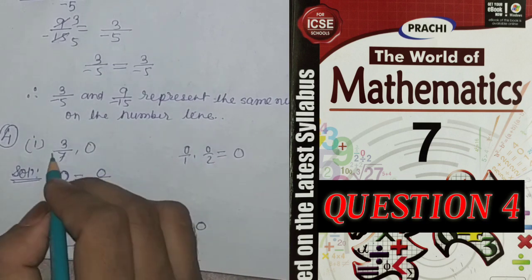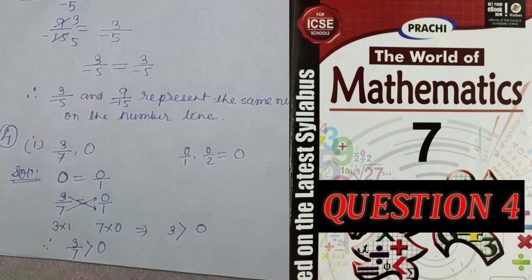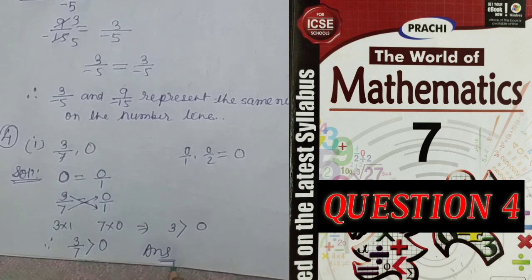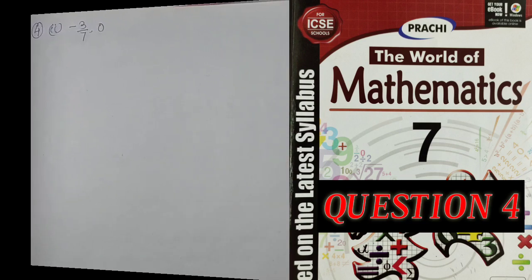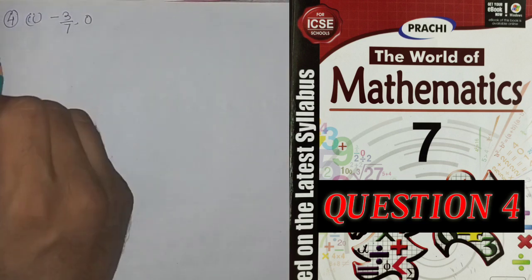This side is greater, so this side will be greater. It's greater than 0, and this is the answer. Okay. Now question number 4. Question number 4 is 2.